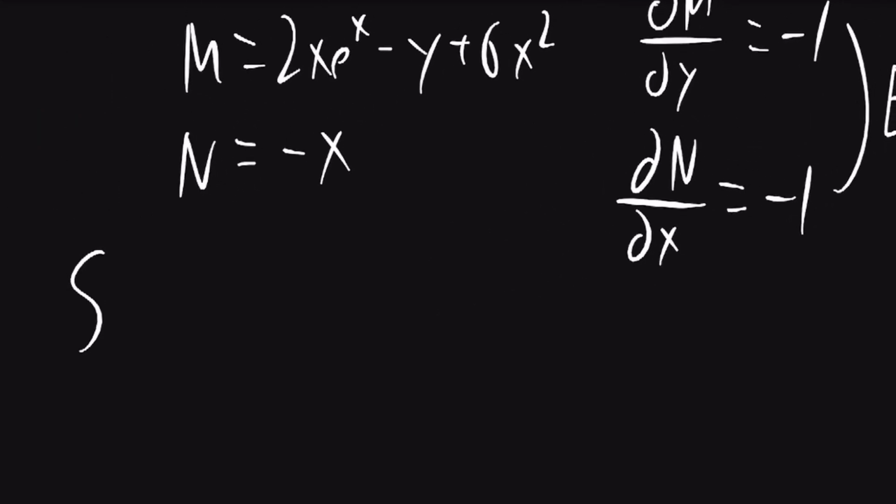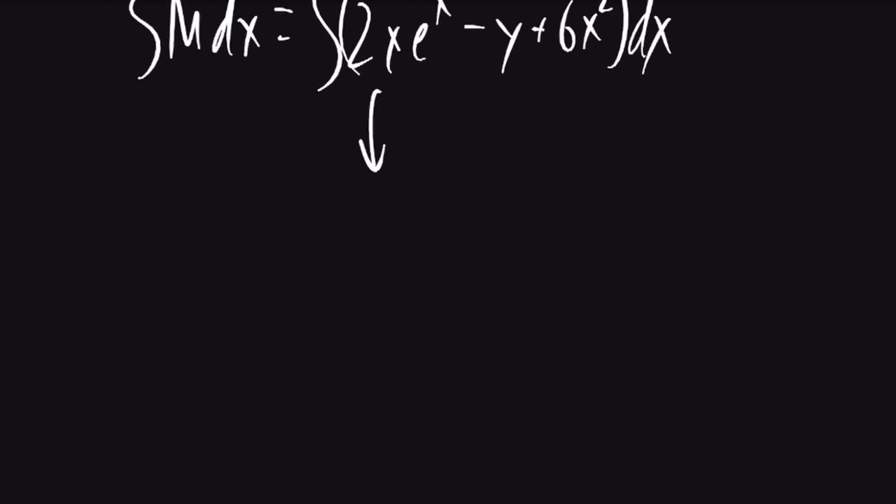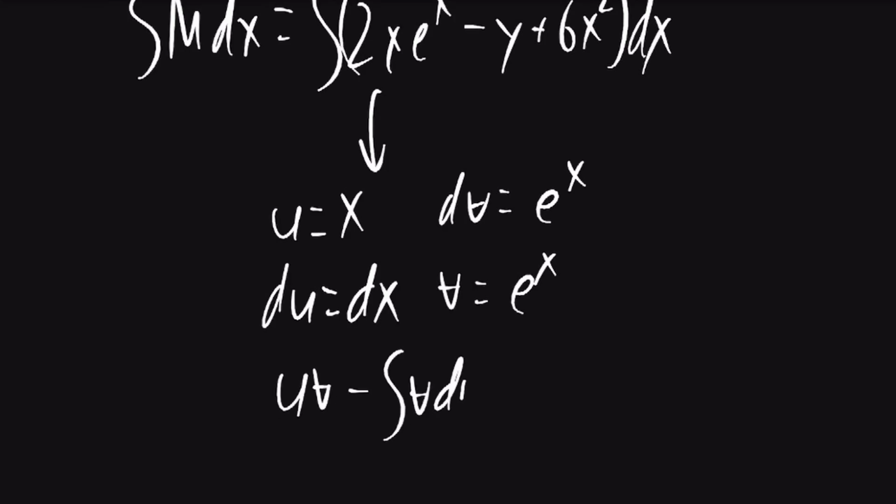We can now take the integral of M with respect to x. So we'll be taking the integral of 2x e^(x-y) plus 6x squared, all with respect to x. For this first term, we're going to have to use integration by parts. I'll let u equal x, so du is going to be dx. I'll let dv equal e to the x, so v will be equal to e to the x. I'll use the formula for integration by parts, which is uv minus the integral of v du.